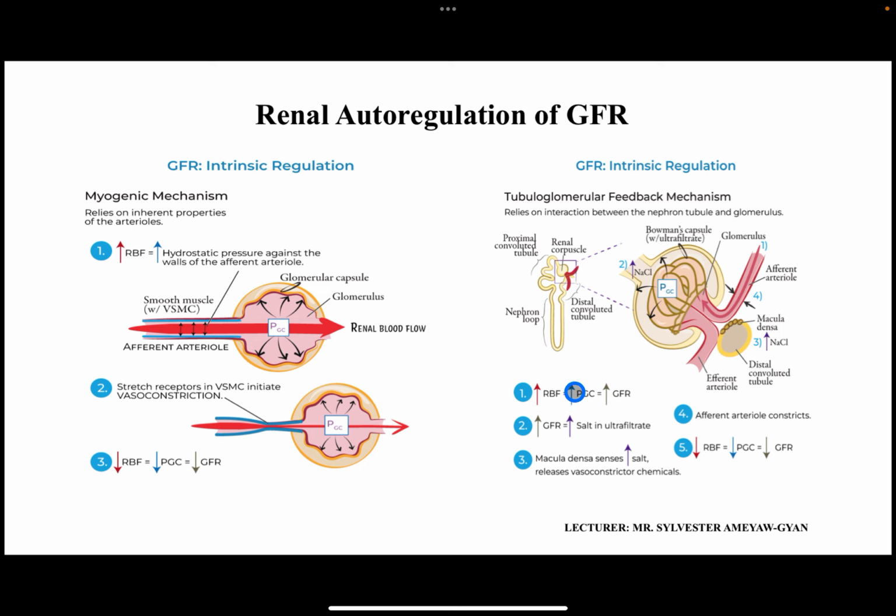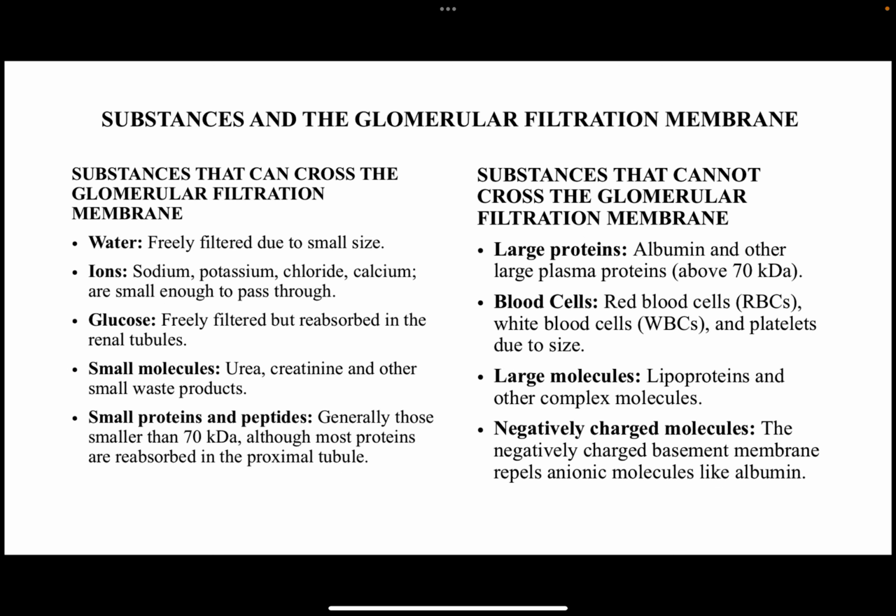You need to understand it. It's very simple. That will cause the renal blood flow to increase, and in the end, the glomerular filtration rate would also increase in a situation where an increase in sodium levels was detected by the macula densa cells. So basically that is renal autoregulation.